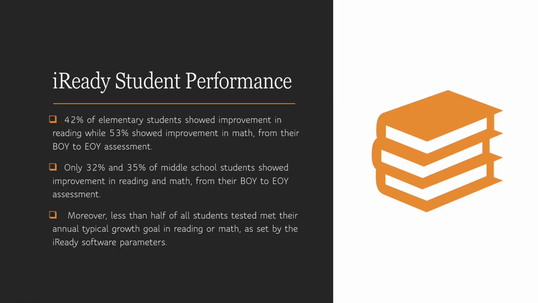Students did show improvement using the software. 42% of elementary students showed improvement in reading, while 53% of students showed improvement in math between the beginning of the year and end of year assessments. For middle school students, 32% improved in reading and 35% improved in math. It is still important to note that despite their increased scores, less than half of students tested met the typical growth goal for either reading or math that is set for the iReady software.